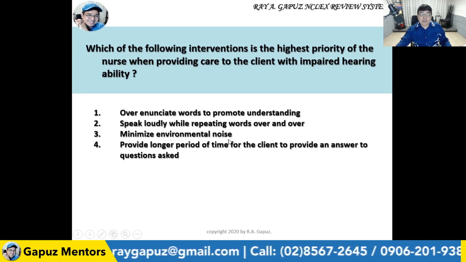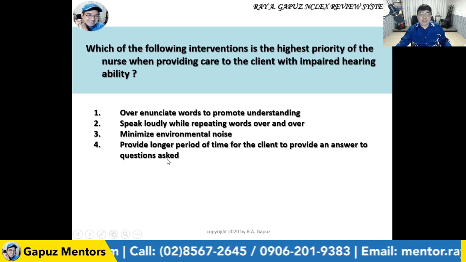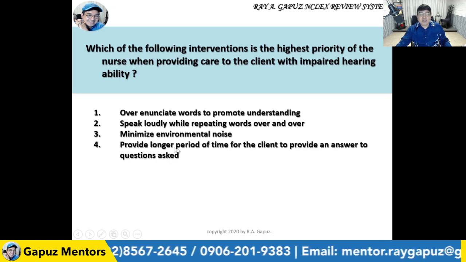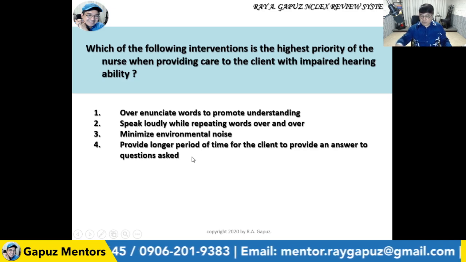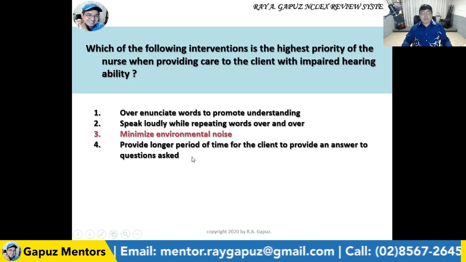Minimize environmental noise. Okay, we can consider providing a longer period of time for the client to provide an answer to questions asked. Now, this could be associated with clients with aphasia. Okay, therefore, the best answer is number 3.